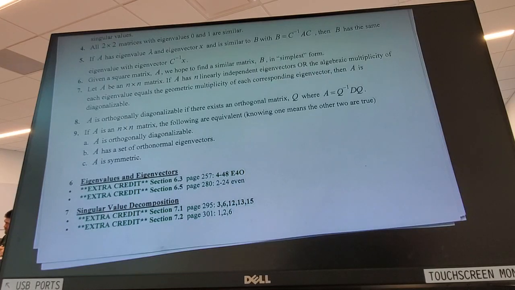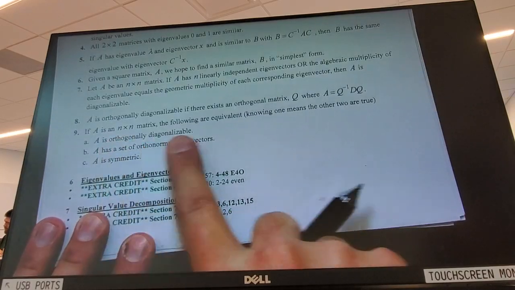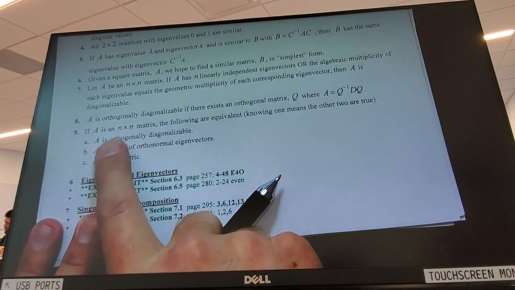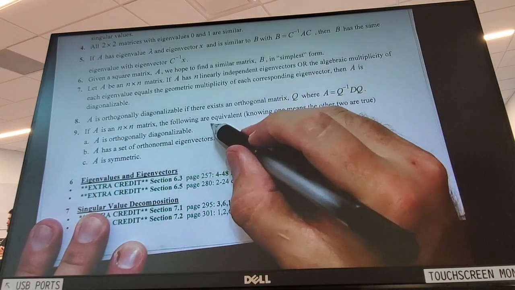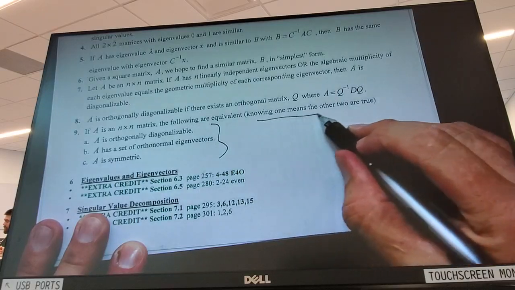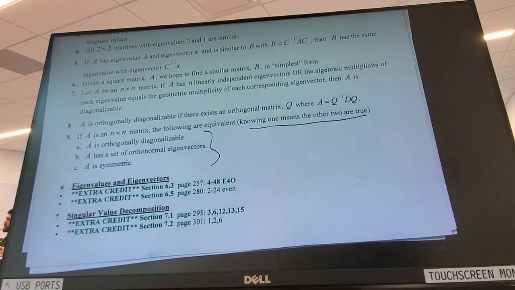And then number 9 is, did I point this out one already? Yeah. If these three are equivalent, if I know one of them, that means the other two are true. So if I know A is symmetric, then A is orthogonally diagonalizable.